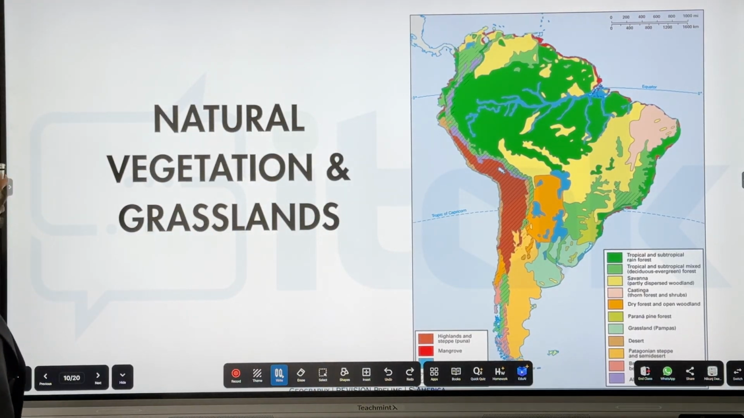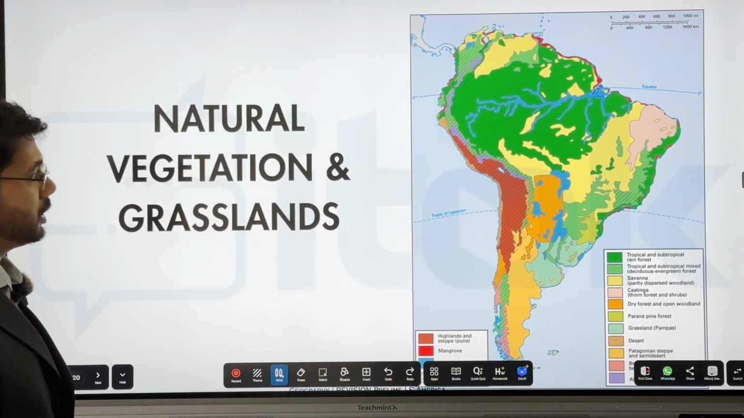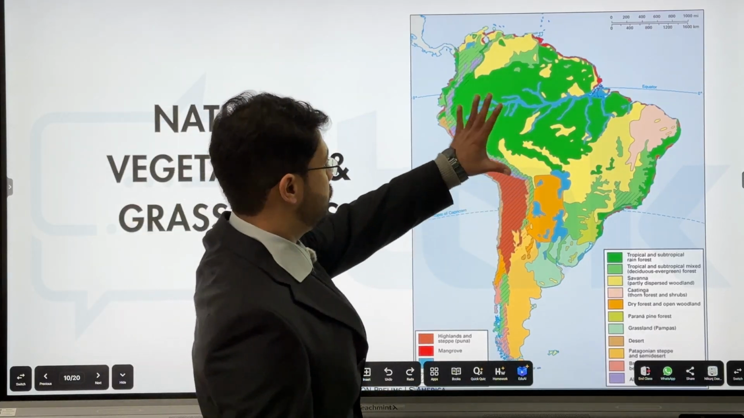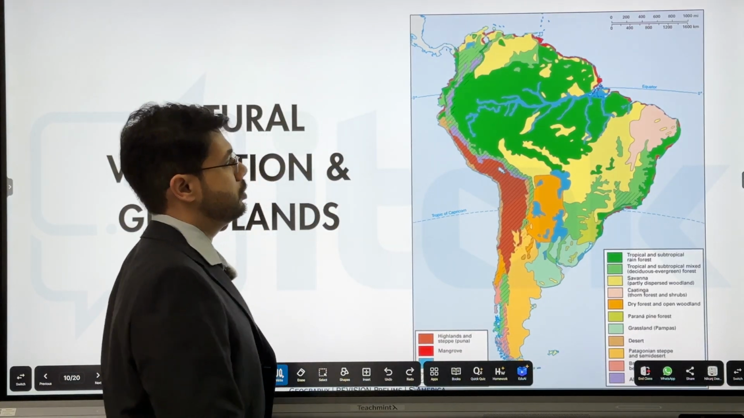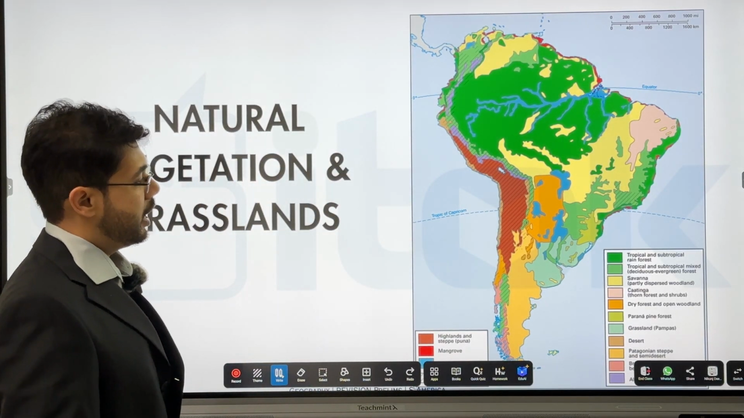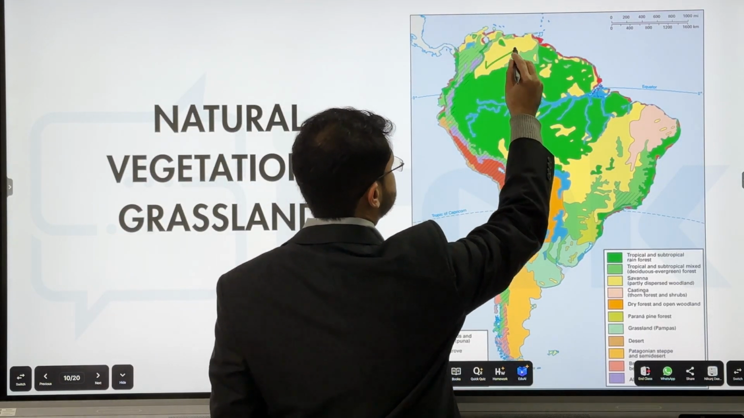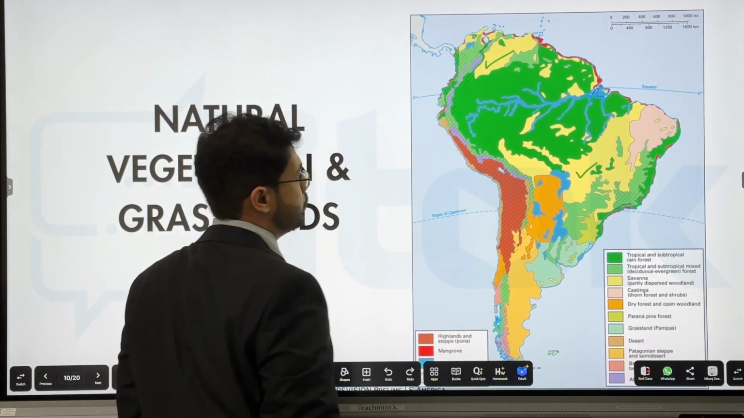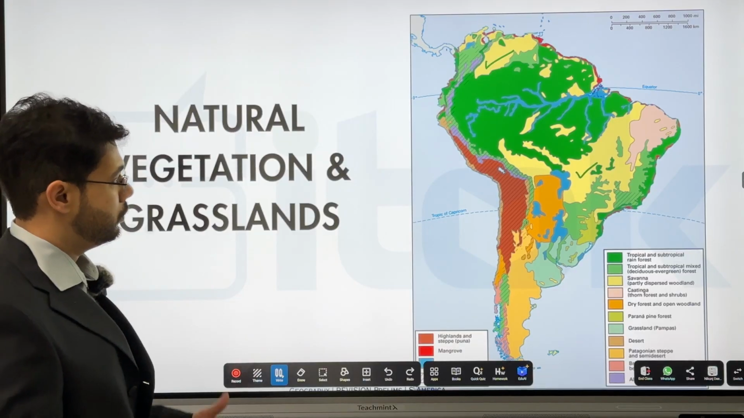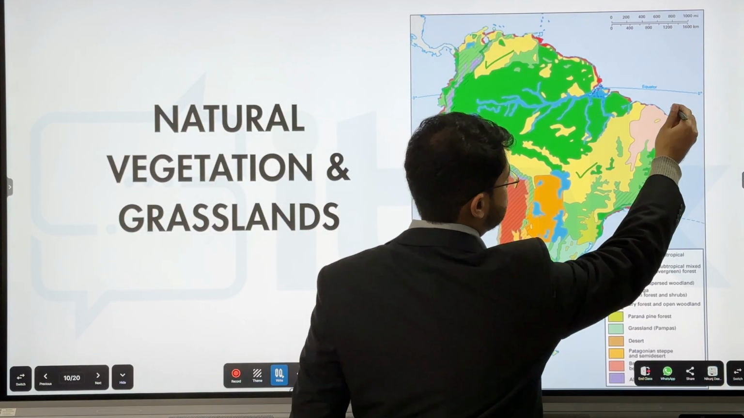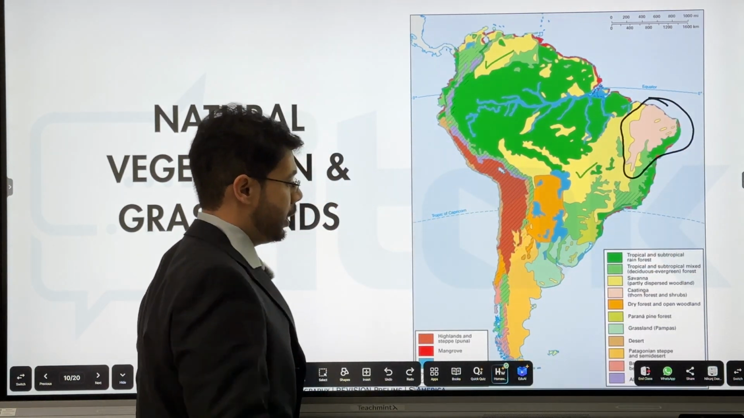The next important part is natural vegetation and grasslands. Of course, now this is the actual map of South America, how realistic it is. This is the Amazon rainforest, completely full of rainforest, extremely dense, almost impossible for human activities to do anything over there. After that come our grasslands. Now we have one grassland over here, one grassland over here, two. Then there is a form called caatinga. It is a thorn forest and shrubs present in the eastern part of South America, or Brazil. This is the caatinga.